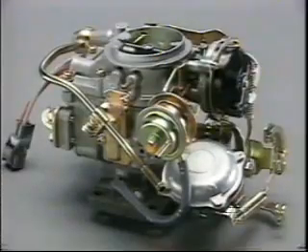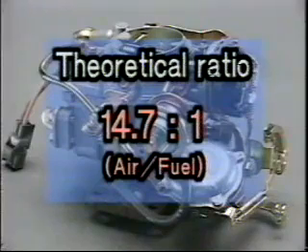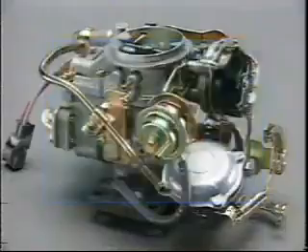Theoretically, the optimum ratio for combustion is 14.7 parts of air for every 1 part fuel. If this theoretical ratio is achieved, the result will be easy engine starting and complete combustion. As long as a mixture at this ratio is supplied by the carburetor, the engine will run smoothly.